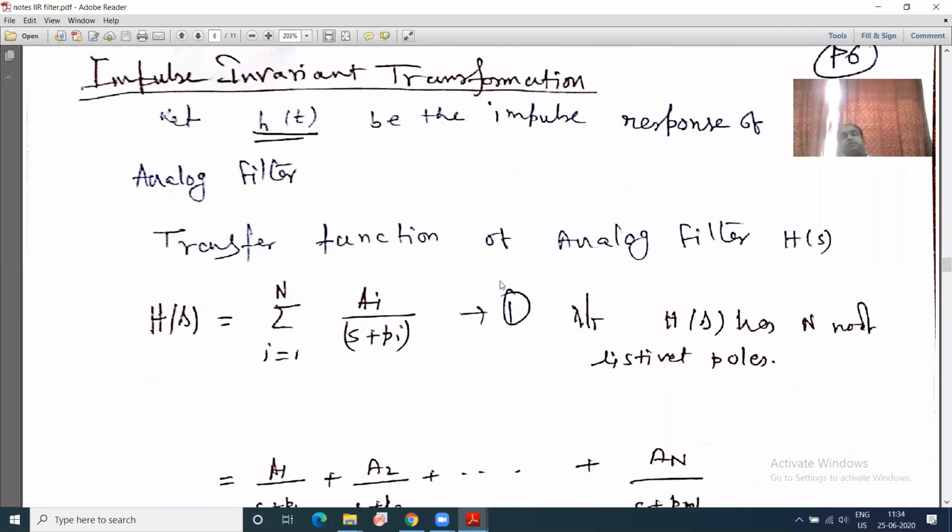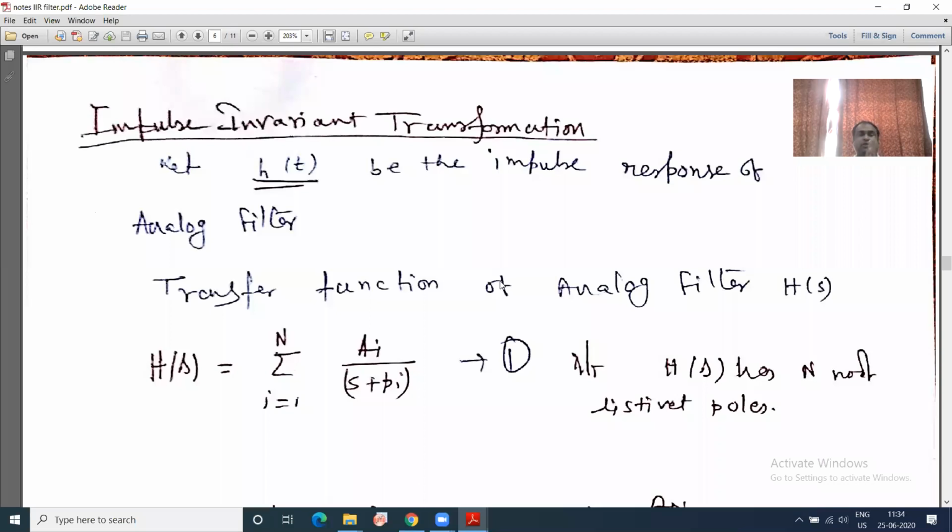Yes, this is impulse invariant transformation. So those who have missed this class, let me repeat. I have a small time, probably 10 to 15 minutes left, so let me revise those things. If I have h(t), the impulse response in the analog time domain, then the corresponding H(s) equals the sum over i equal to 1 to n of A_i by s plus p_i. Any transformation you can write like this.